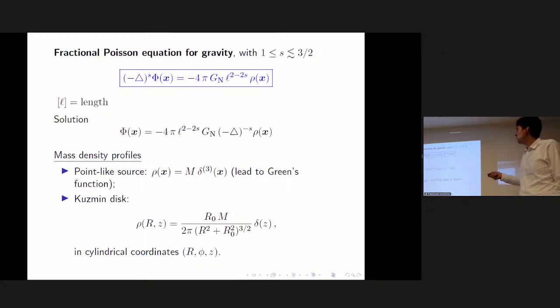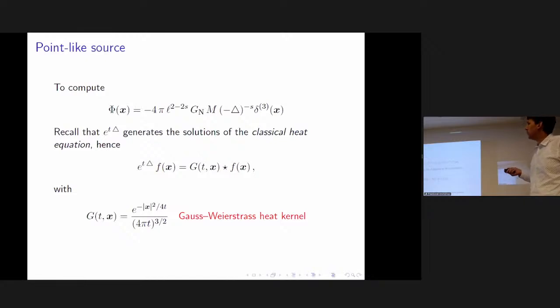And now we want to see what happens if we consider some specific mass density profiles. The simplest one we can consider, for instance, is a point-like source, which is basically looking for the Green function of our problem. Then we can move on to a more realistic scenario where we take, for example, the Kuzmin disk, which is a model for a very thin disk galaxy, and see what happens. Okay, let's start with the point-like source.